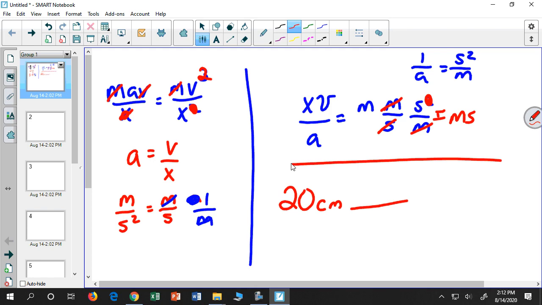You should know your metric prefixes. You should know nano, micro, milli, centi, kilo, mega, and giga. Okay?